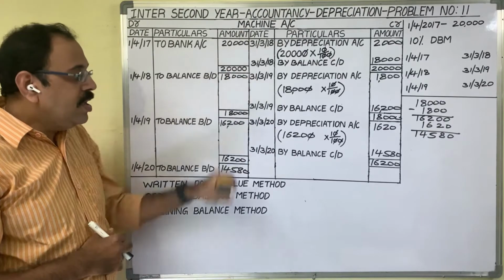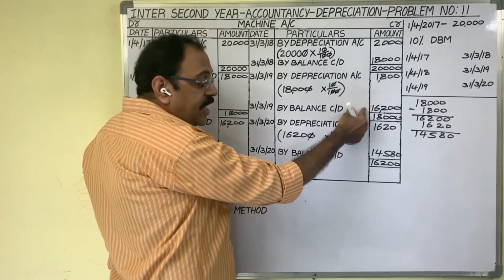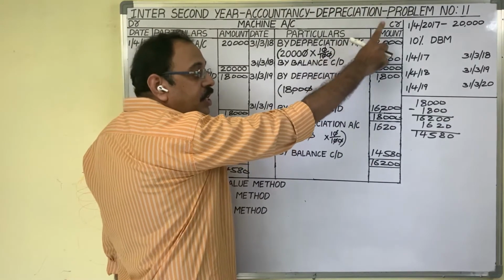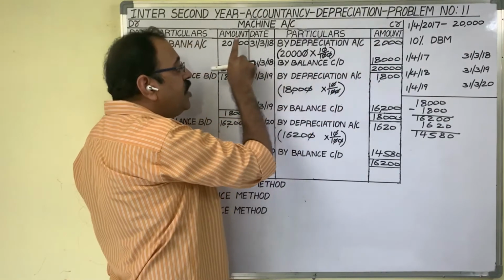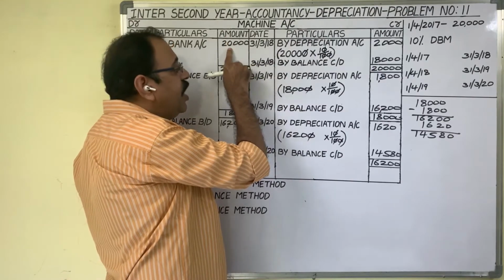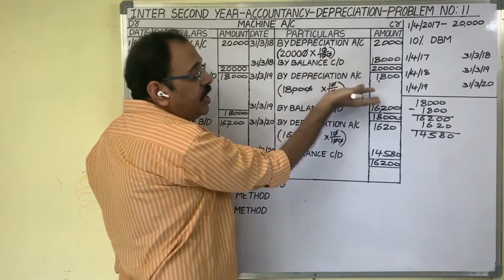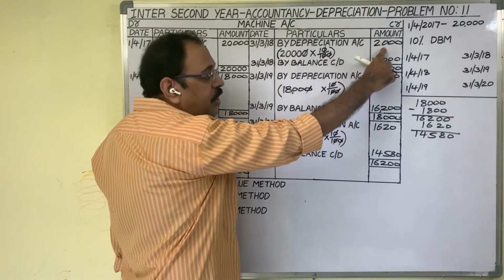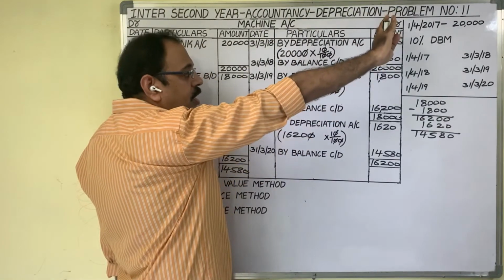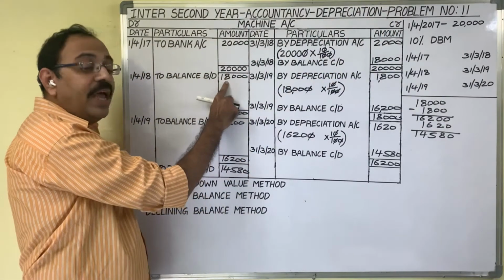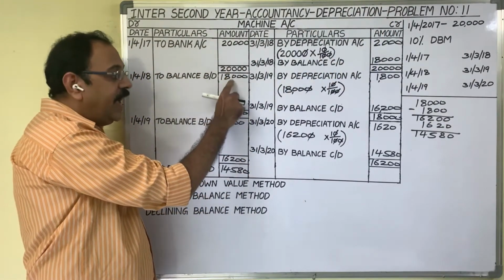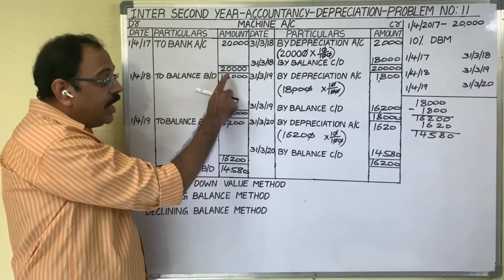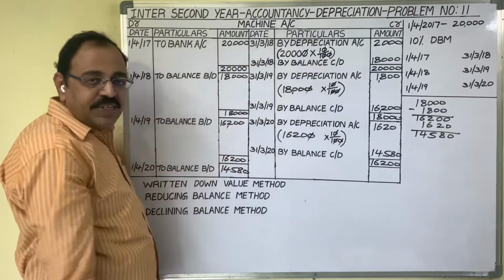For example, come to second year. For second year, previous year is first year. First year depreciation is 2000. Cost of the asset 20,000. From 20,000, when the previous year 2017-18 depreciation 2000 is removed, then the book value of the asset is 18,000. This 18,000 is also known as written down value. On written down value, we calculated depreciation.